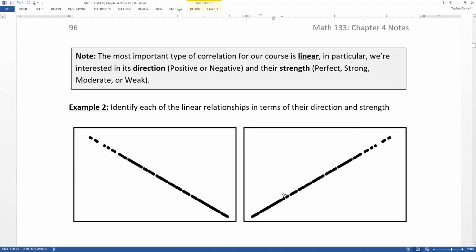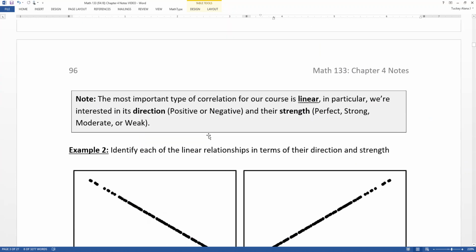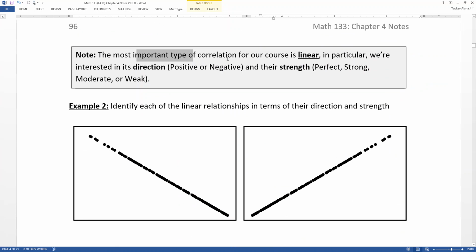Speaking of which, we need a way to kind of gauge things about those lines. So we're going to look for linear patterns, so correlations that are linear.